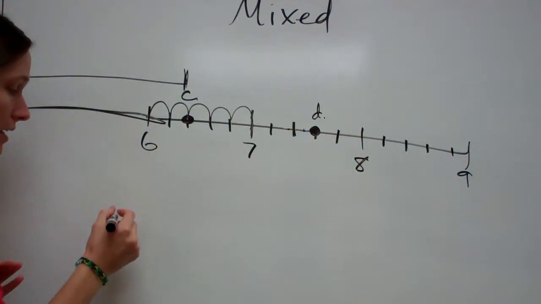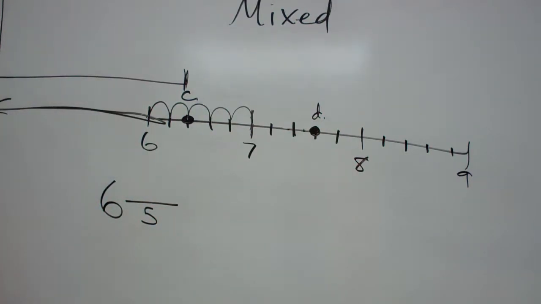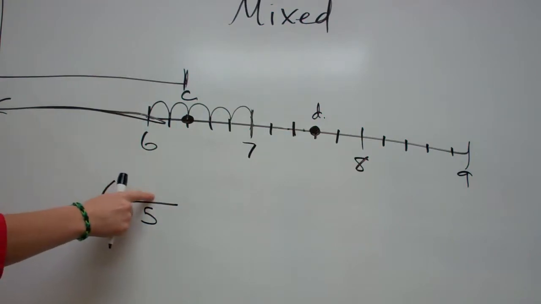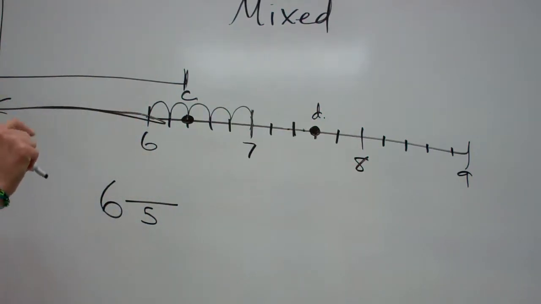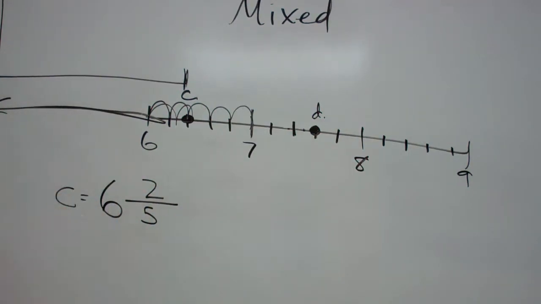So it's going to be 6 and something over 5. Does everybody understand that? Okay, so which one is it on, Garrett? 1, 2. Very good. All right, so C would equal 6 2/5.